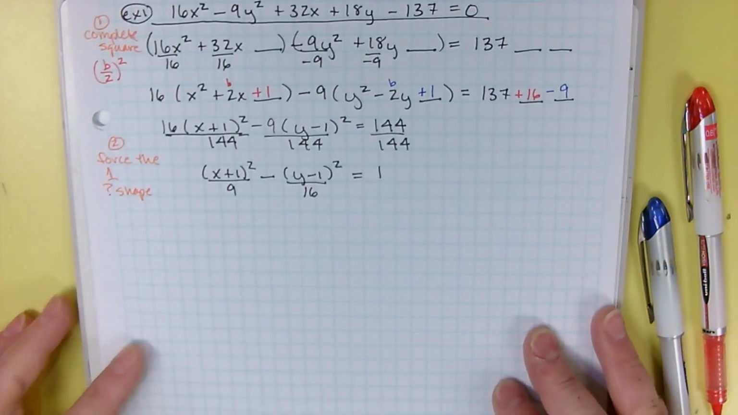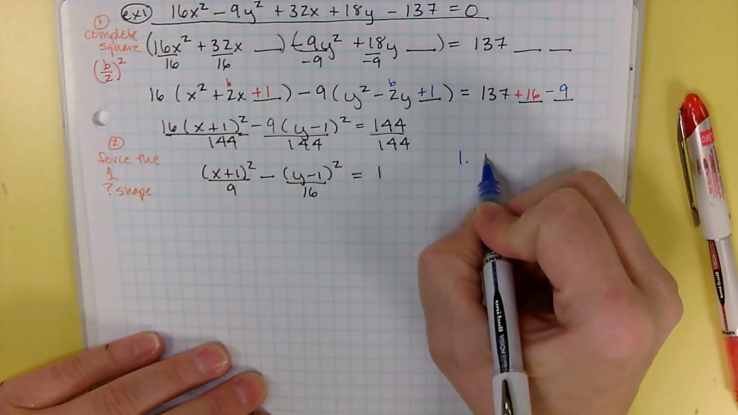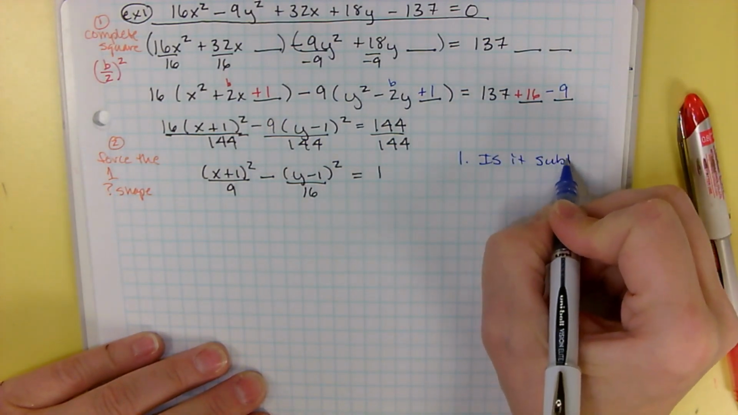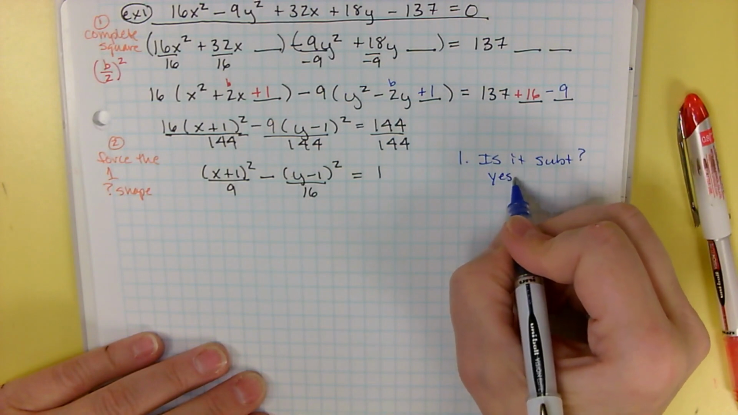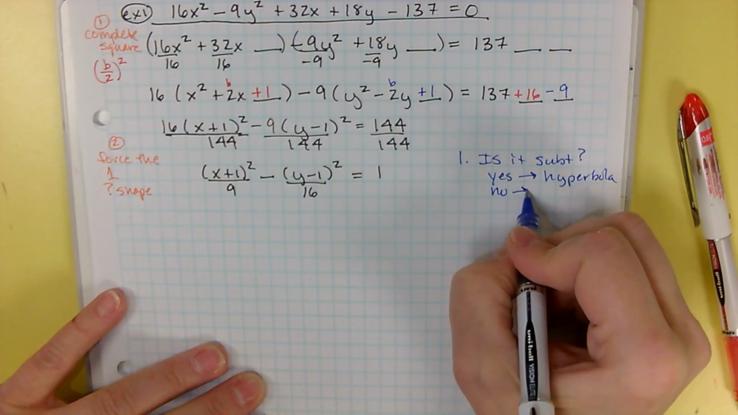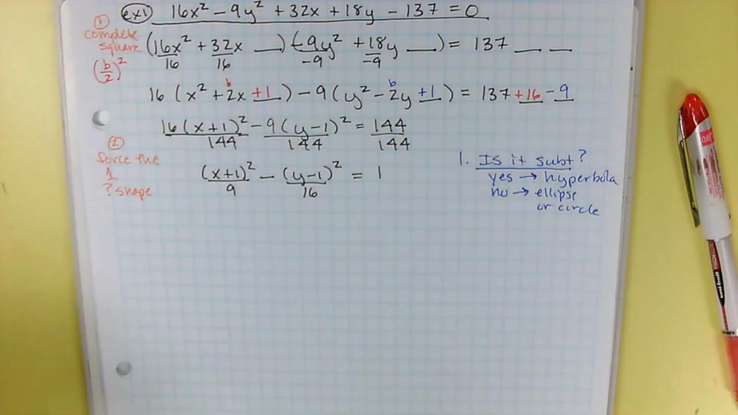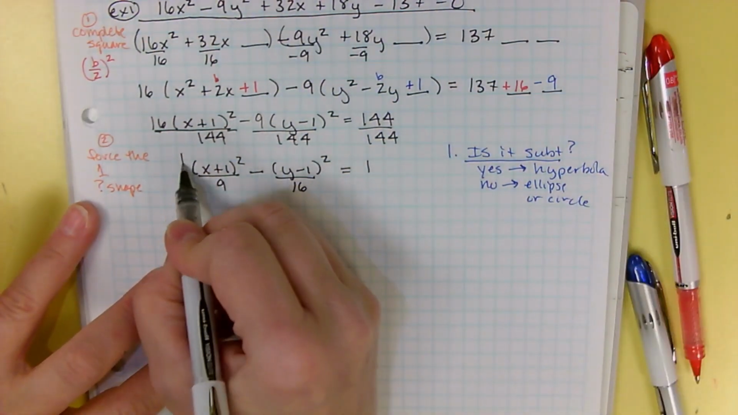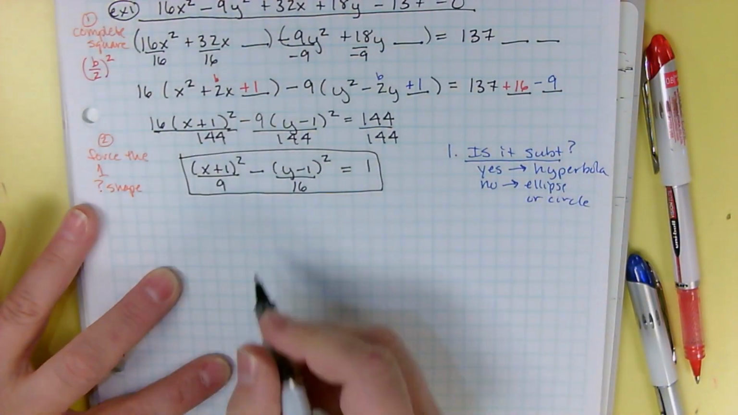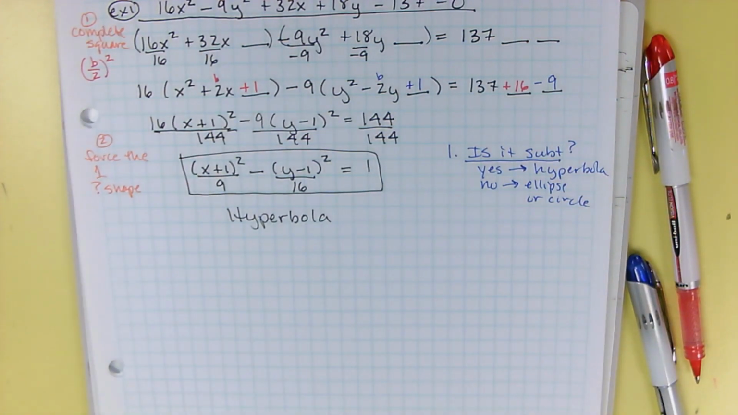Okay, so here is what you mentally want to go through at this point. Number 1, is it subtraction? If it's a yes, you have a hyperbola. If it is a no, you have an ellipse or circle. So that's the first thing you ask yourself: is it subtraction? Well, yes, this one is subtraction. So at this point, we may identify it as a hyperbola because it has the subtraction and it's equal to 1.